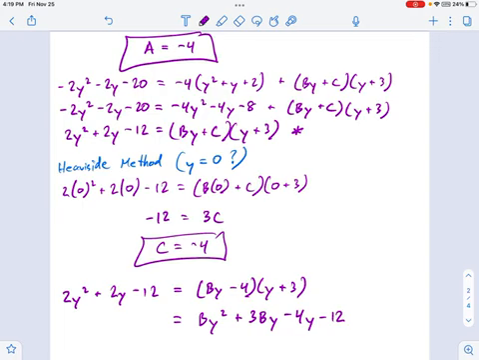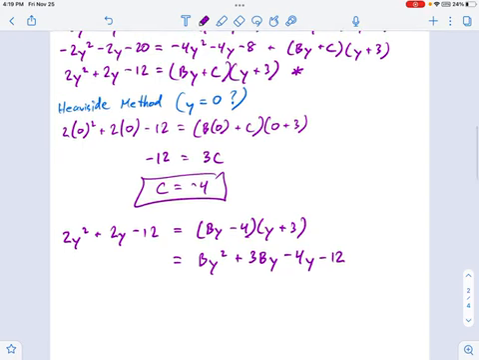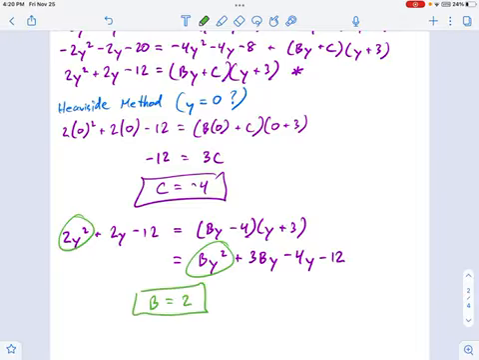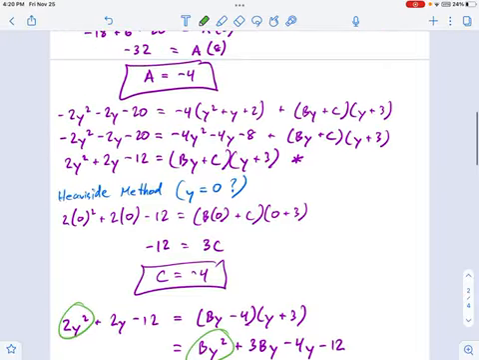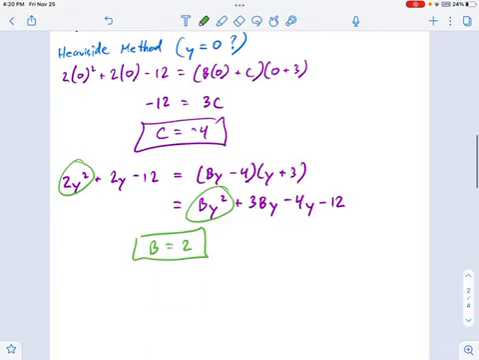Okay, and now what you might notice, we don't need Heaviside for this last one. You might notice something that I could have honestly done in the last step. If you look at the y squared terms, I have y squareds on each side, and it has to be the same number of y squareds on each side, which means, using that logic, b equals 2, right? Because there's 2 y squareds on the left and 2 y squareds on the right. So now we have A, B, and C, and we're going to write our solution.